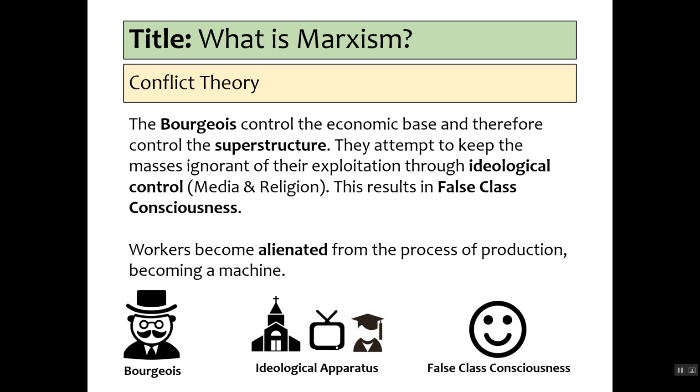Workers become alienated from the process of production. They see themselves as a machine and alienated from the means of production. So false class consciousness is the idea that you and I are completely unaware of the exploitation that goes on around us, and that we've had our means of production taken away from us and exploited by the bourgeoisie because we're happy, because we have a happy family, we have a good job, we have a nice car, we have a nice item of clothing, etc. And this hides the fact that we are exploited.